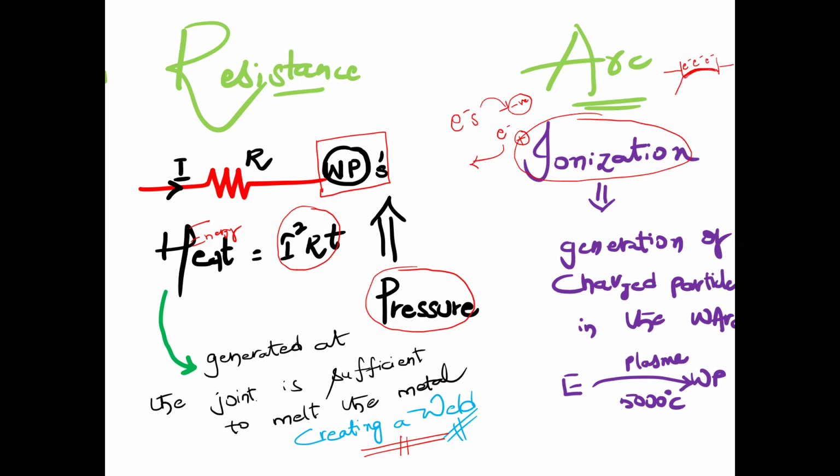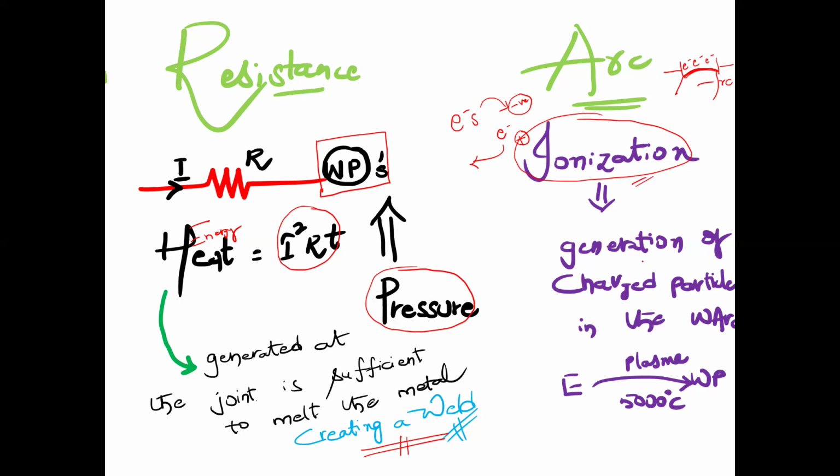This path resembles an arc structure. It creates heat energy with the help of the formation of these electrons, which forms a current. There you again have I squared R T. But the process here is ionization.